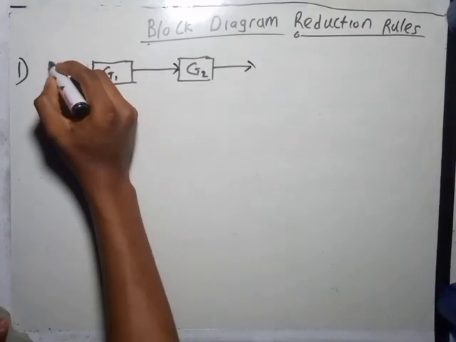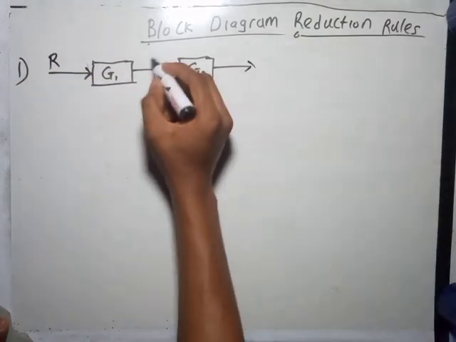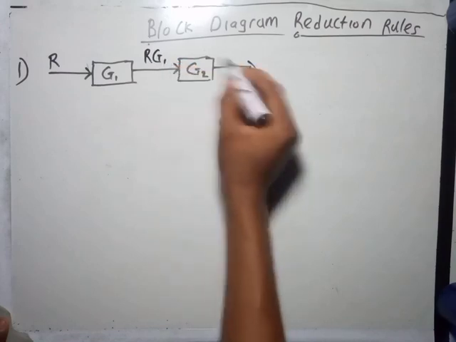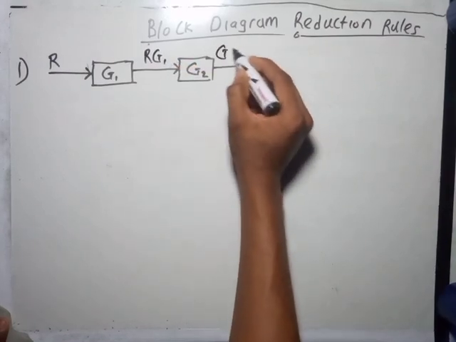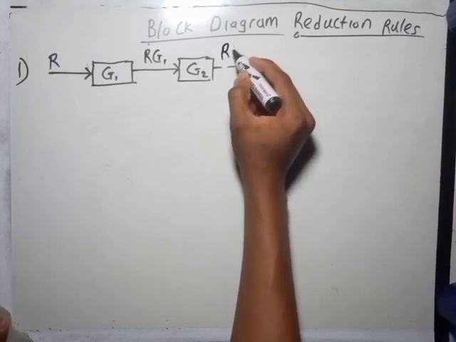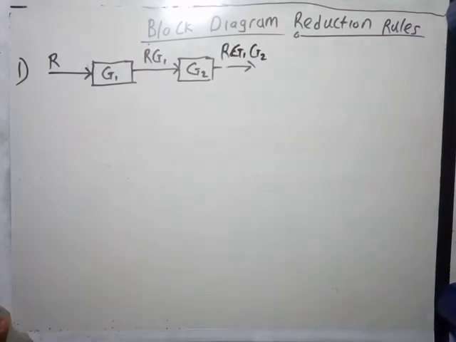Now if R is coming here, it gets to this point, it becomes RG1. It crosses there, it becomes RG1 G2. So that's what we'll be seeing at our output.